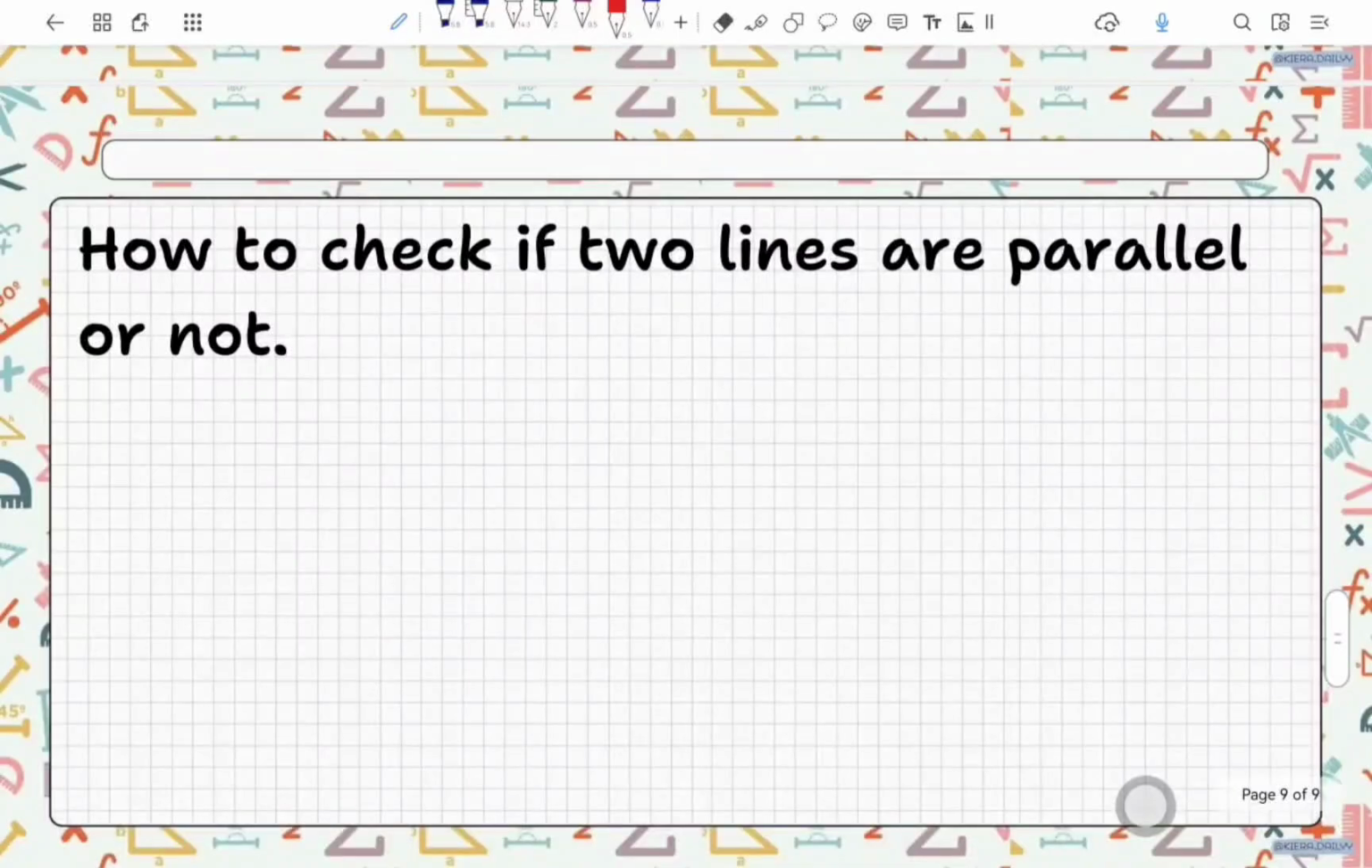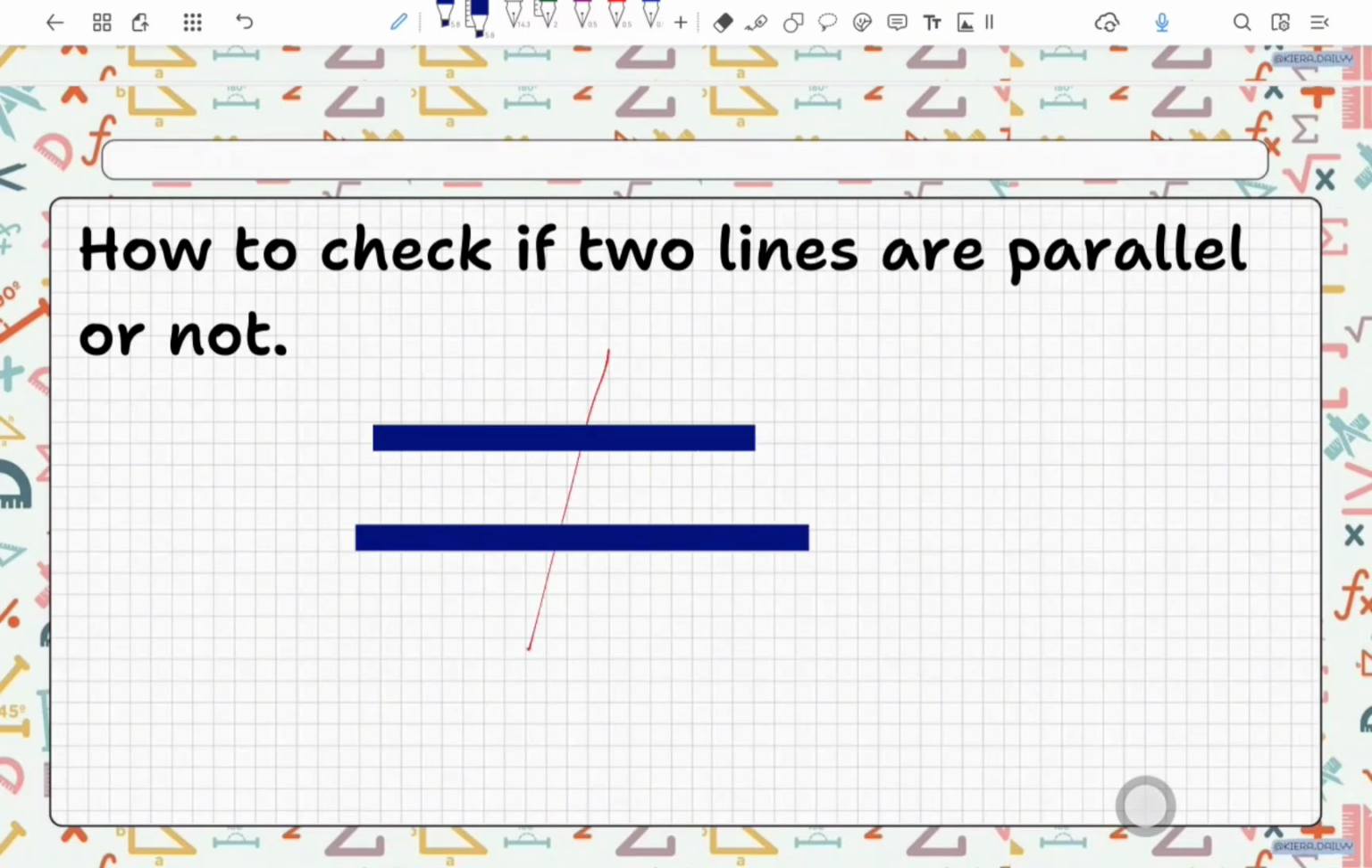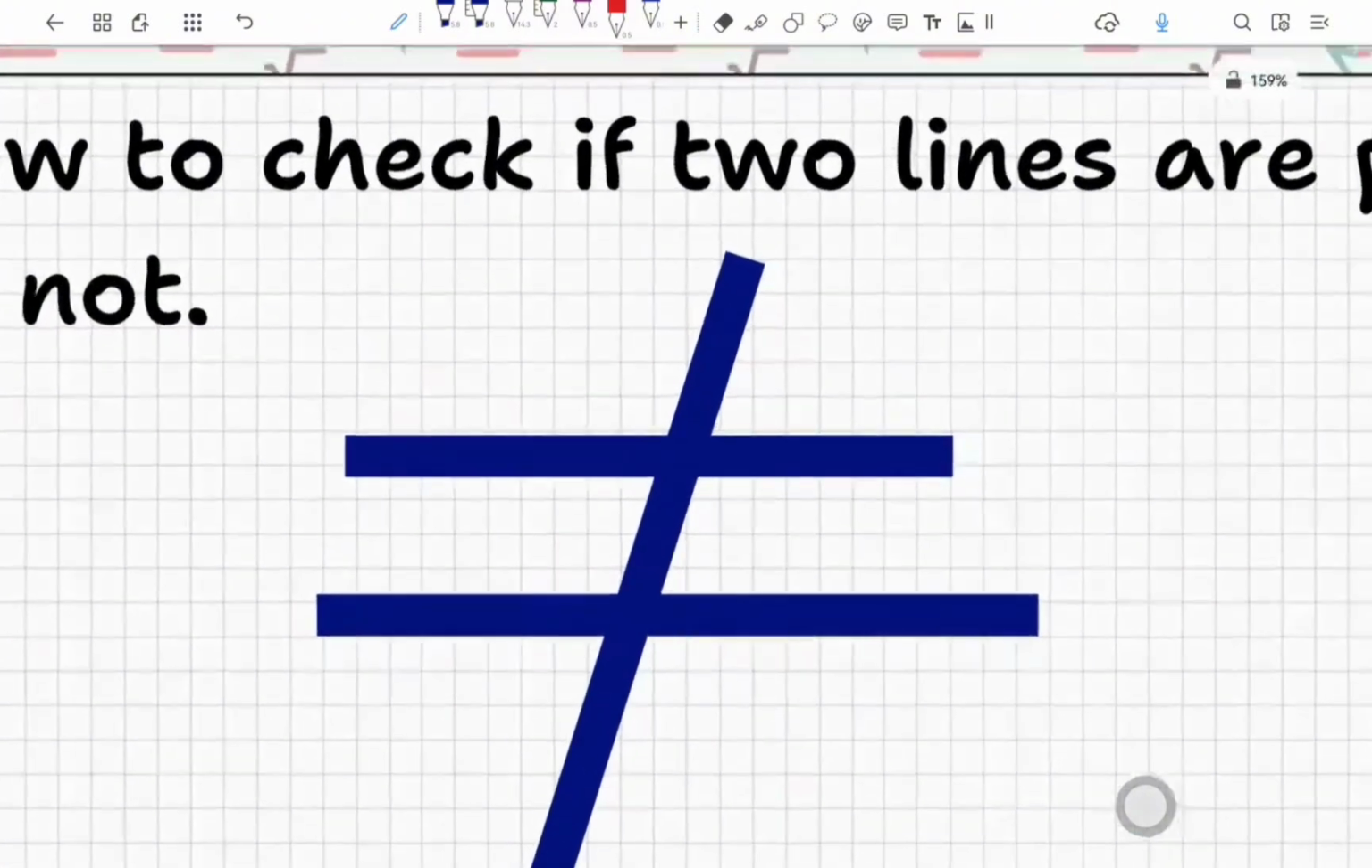How to check if two lines are parallel to each other. Without using your protractor or ruler, we can still check if the two lines are parallel or not with the given information. It is important to know that if you have two parallel lines cut by a transversal line, we have a pair of angles in here.